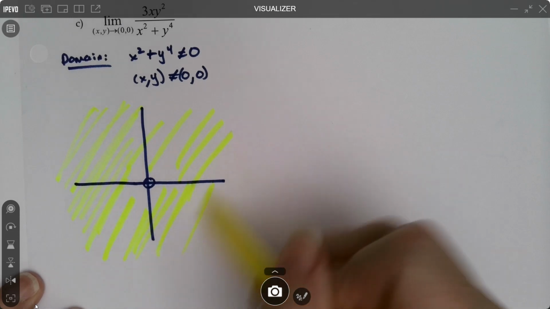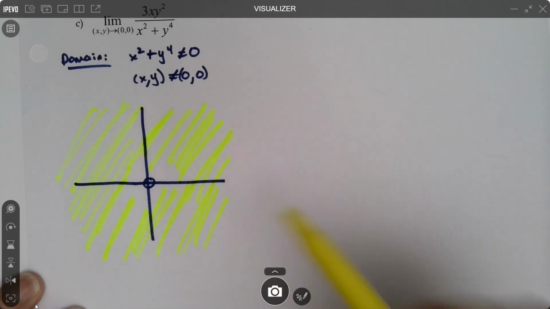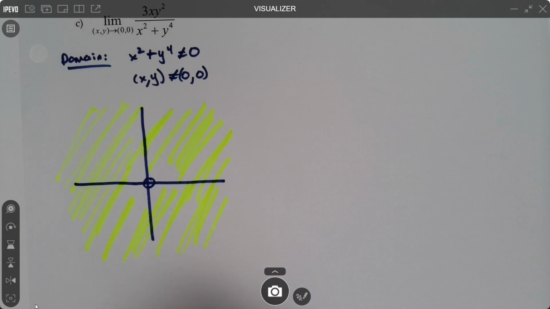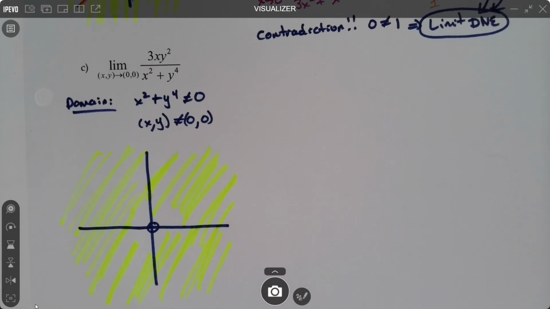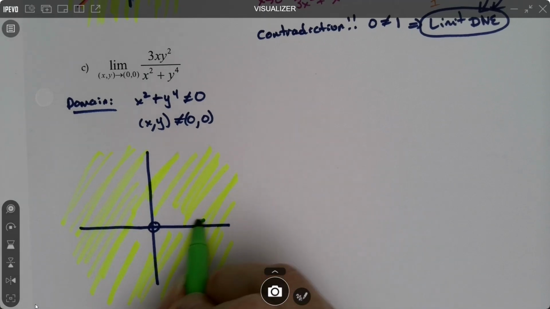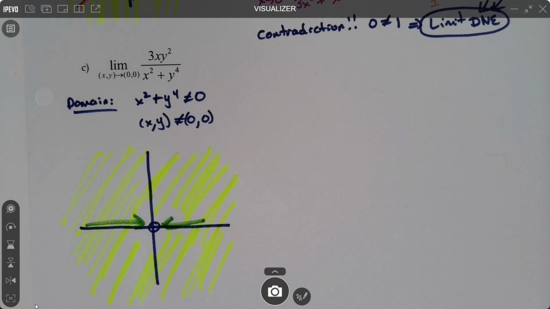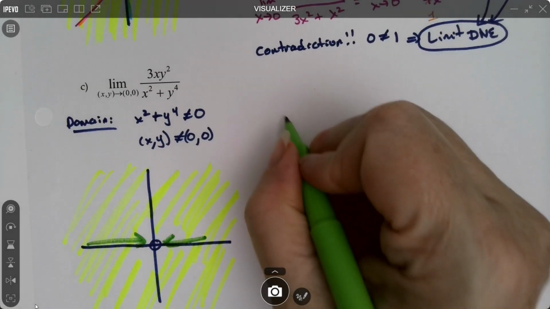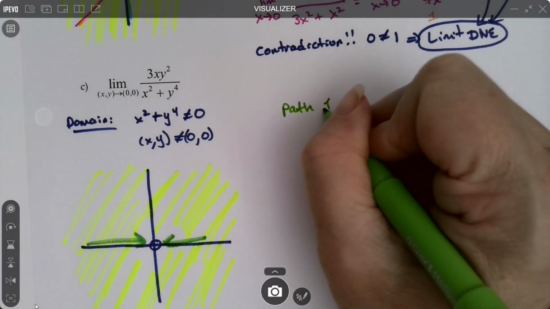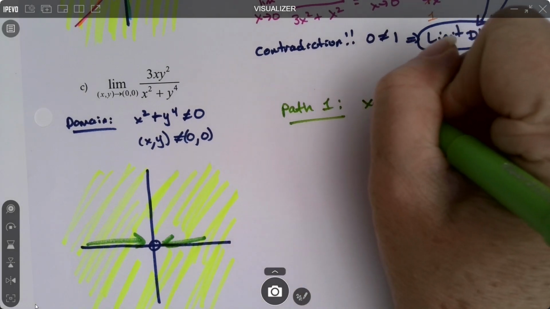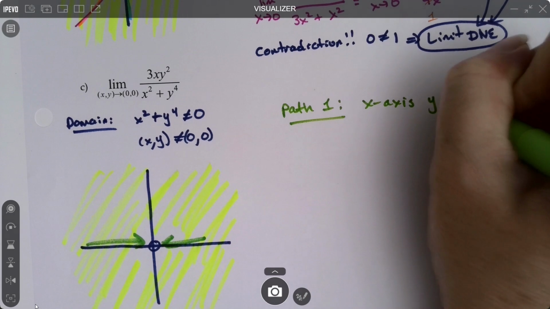Beautiful. All right, so we need to figure out some paths that we can approach that line. All right, so we'll do the x-axis again. I mean, it's kind of a classic. So let's go in on the x-axis and see what happens. So path 1 is the x-axis, which is y equals 0.